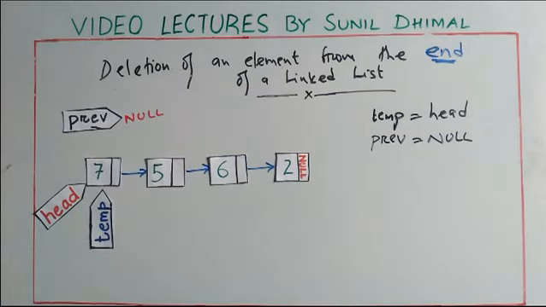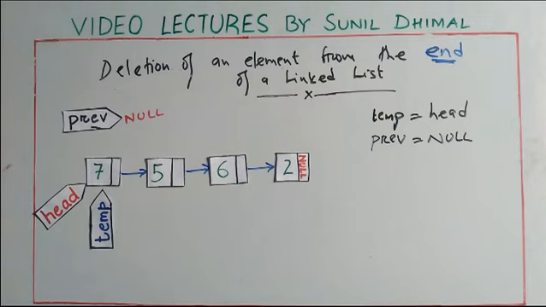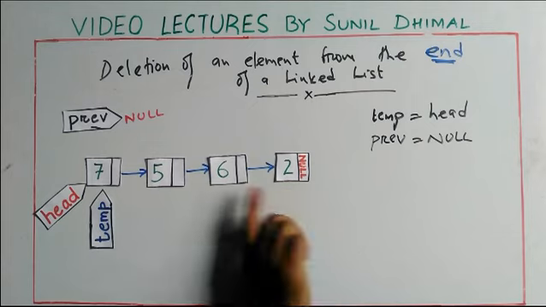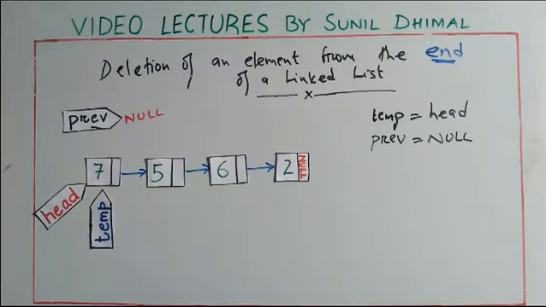Now my logic is quite simple. I need to advance temp and previous in such a way that temp should be pointing to the last node and previous should be pointing to the second last node. So first of all I make previous point to temp, and I advance temp to the next node.